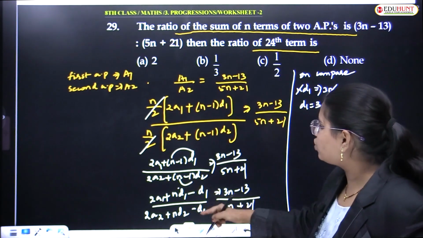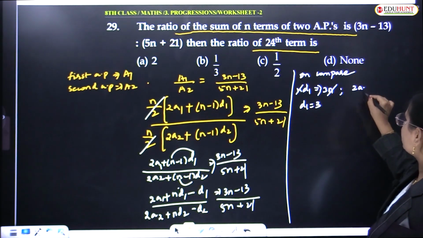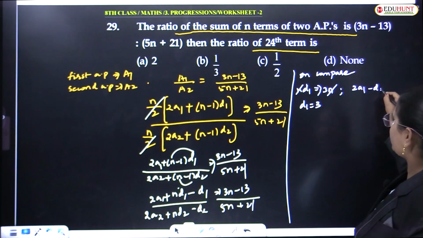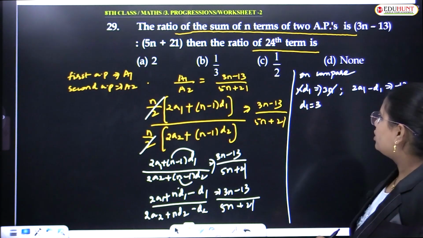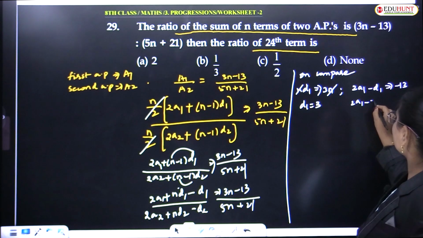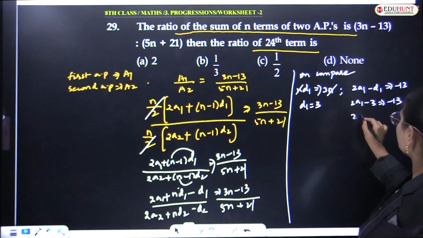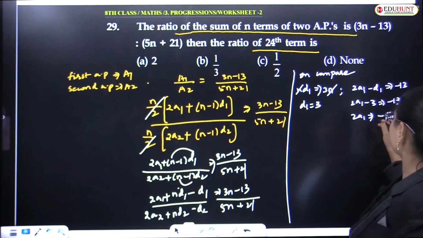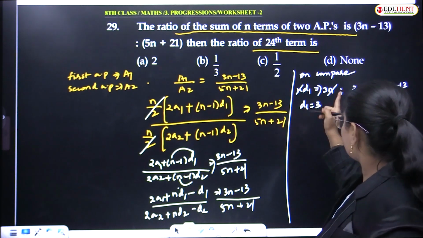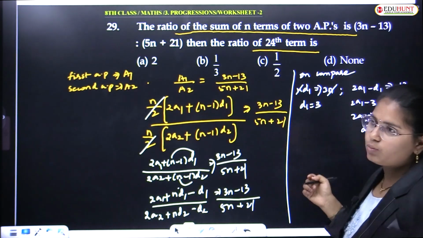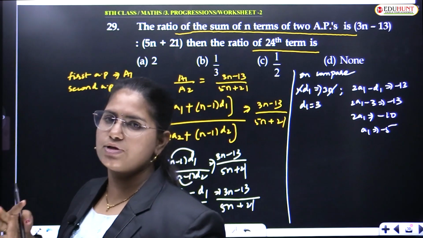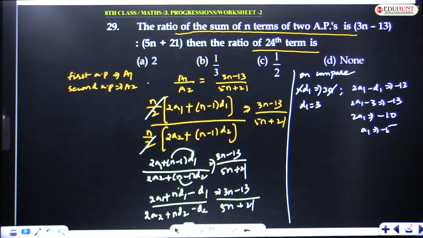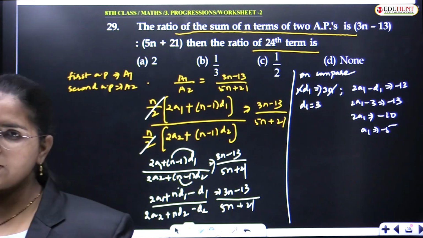Also, we have 2A1 minus D1 constants. 2A1 minus D1 is equal to how much? Minus 13. So, D1 is equal to 3, right? So 2A1 is equal to minus 13 plus 3, which is equal to minus 10, and A1 is equal to minus 5. We have D1 is equal to 3 and A1 is equal to minus 5. Did you understand? Please observe up to this whatever I have discussed.